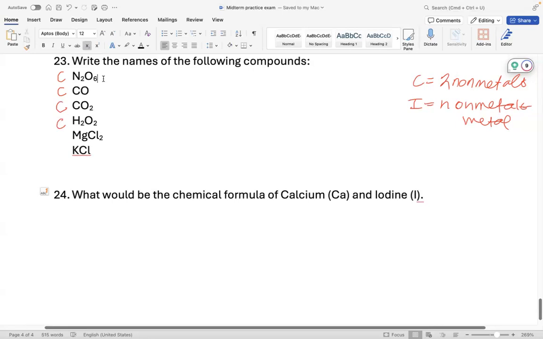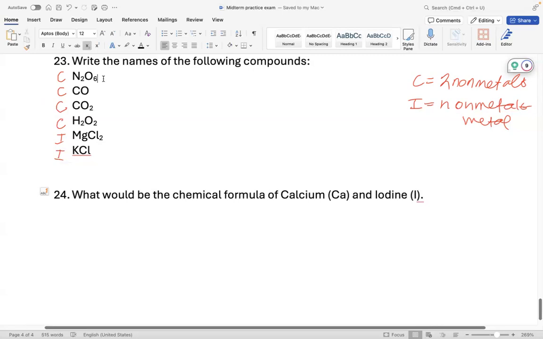Magnesium and chloride, so magnesium's on the left and chloride is on the right, so this is ionic. Potassium chloride, also ionic. Potassium's on the left and chloride is on the right.